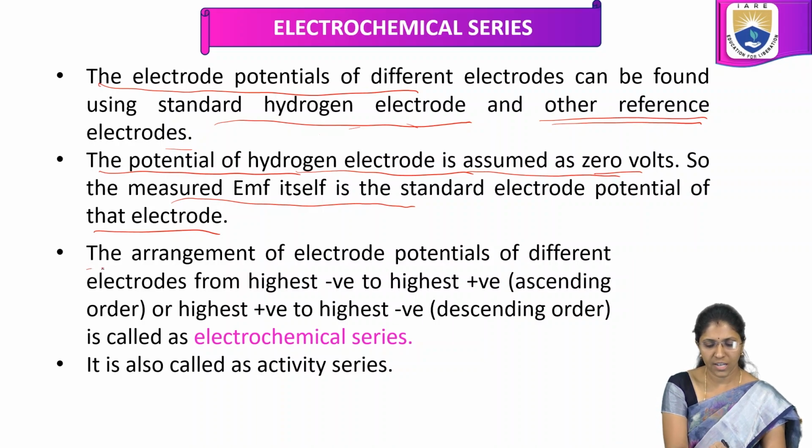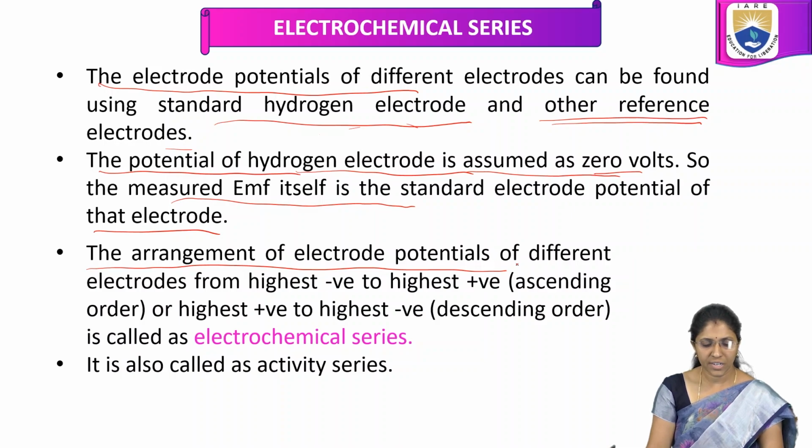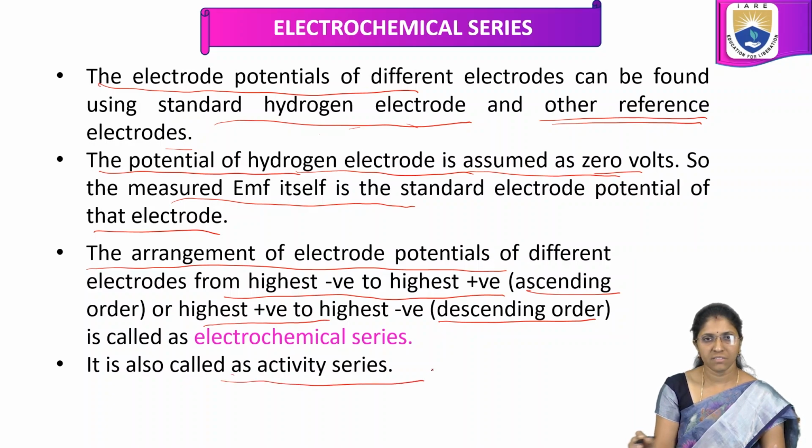What is the electrochemical series? The arrangement of electrode potentials of different electrodes from highest negative to highest positive, meaning ascending order, or highest positive to highest negative, meaning descending order, is called the electrochemical series. The electrochemical series is also called the activity series.